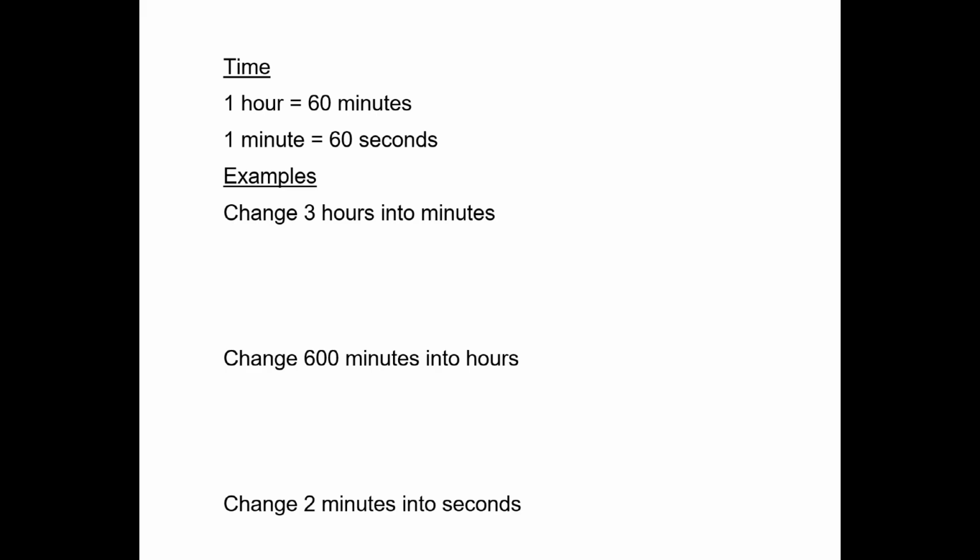In order to work with time, we need to know that 1 hour is 60 minutes and 1 minute is 60 seconds. So if I want to change between hours and minutes, to change from hours to minutes, you would multiply by 60. And to change minutes into hours, you would divide by 60.